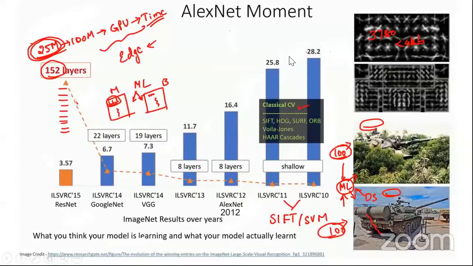Now, one more disadvantage with deep neural networks is, there is a famous saying: what you think your model is learning and what your model actually learned is not the same. Okay? So if you think your model is learning something, it won't be the same as what you think. You think the model is learning this thing, and it will be learning that thing.